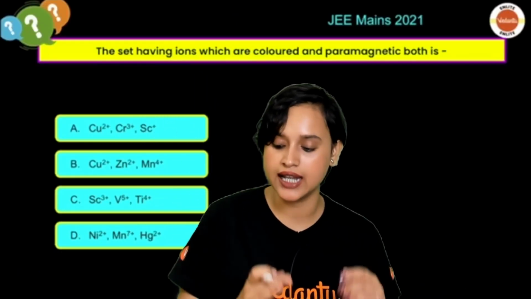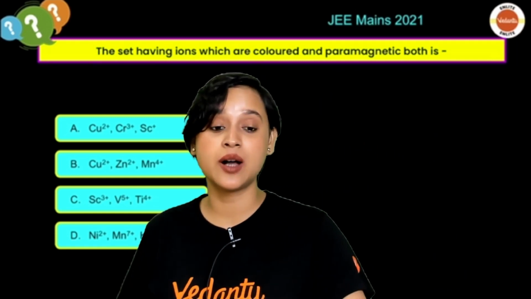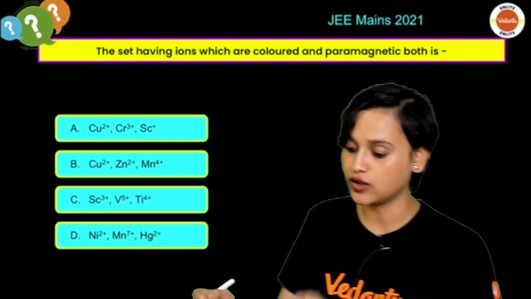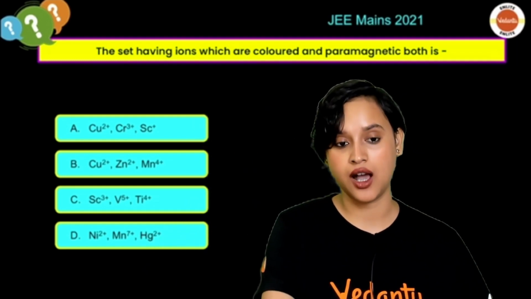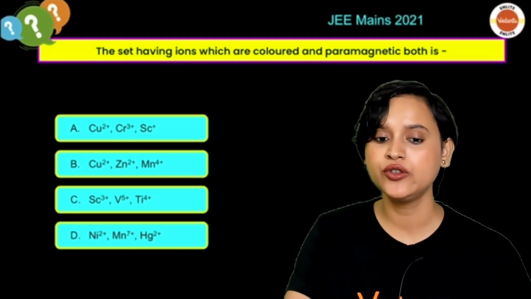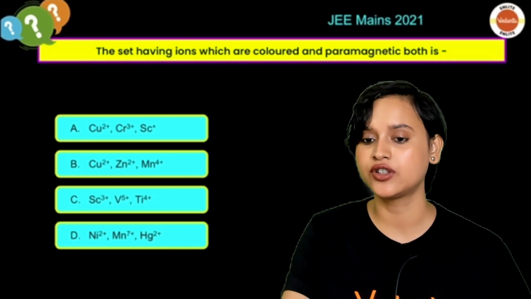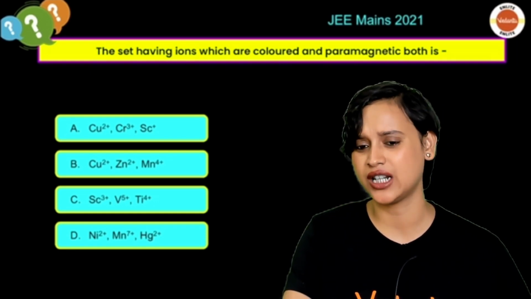Let's take a look at some of the questions. Yes, these have come in JEE Mains 2021, everybody. So take a look at it. The set having ions which are colored and paramagnetic, both are. Colored and paramagnetic, everybody. What do you have to do, my dear students, to figure this out? I mean, you know, right? Do I even have to tell you this?